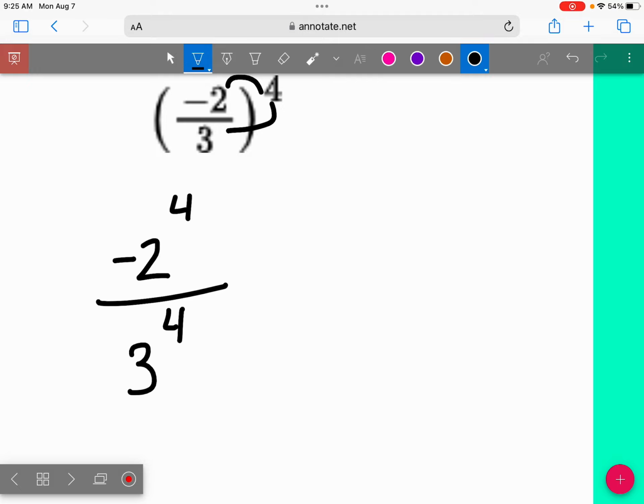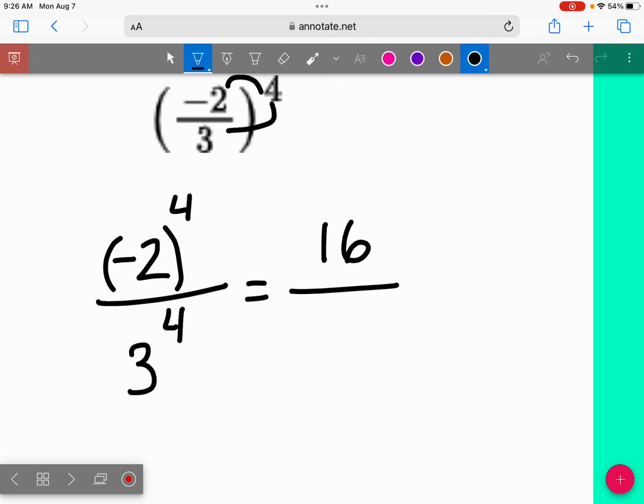And now we could simplify this more. We can probably do negative 2 to the 4th. Is 2 times 2 is 4 times 2 is 8 times 2 is 16. Is it going to be positive 16 or negative 16? Positive. Positive.